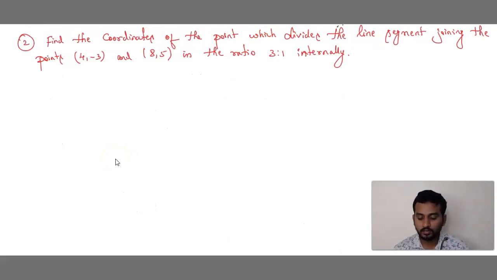Next question. Find the coordinates of the point which divides the line segment joining the points (4, minus 3) and (8, 5) in the ratio 3:1 internally. See children, what does it mean? So we have got two coordinates A, B.